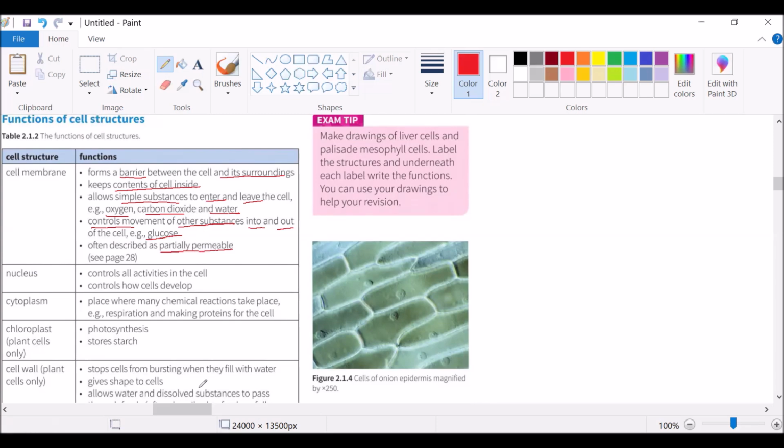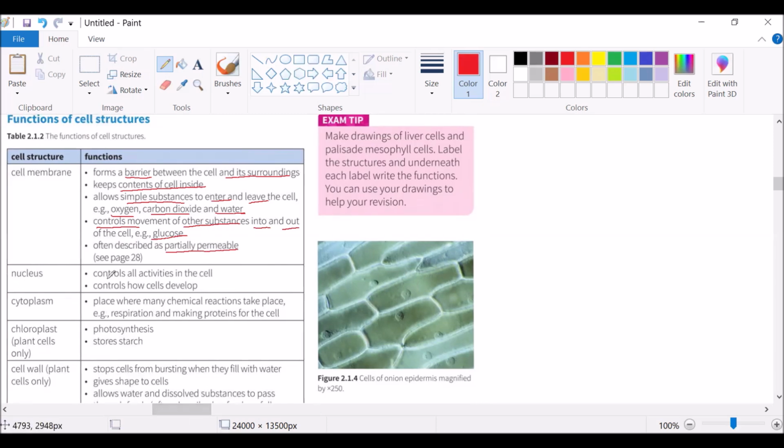The cell membrane is partially permeable, which means it is selective in what it allows into and out of the cell. The nucleus controls all activities in the cell. It also controls how cells develop. The cytoplasm is a place where many chemical reactions take place, so it is a medium for chemical reactions, reactions such as respiration and making of proteins for the cell.